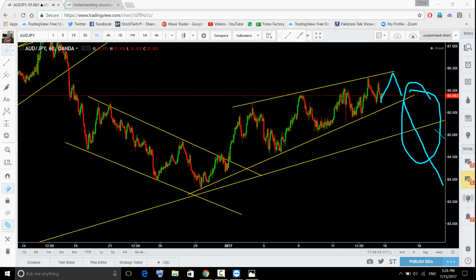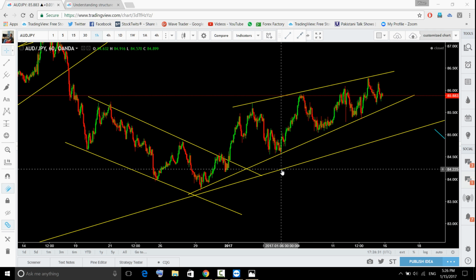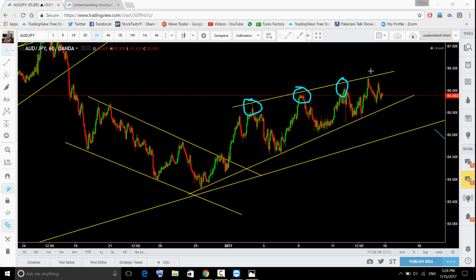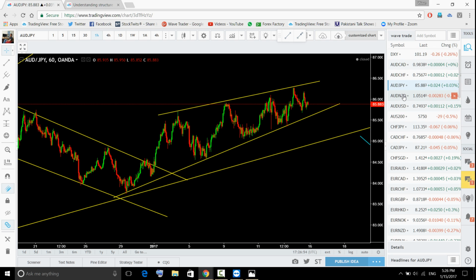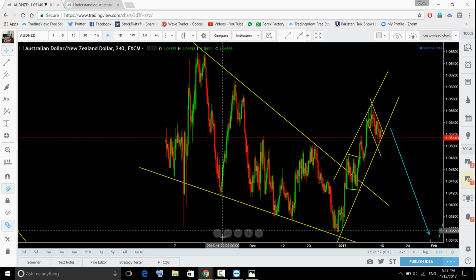We are going to trade this pair the same as Australian dollar and New Zealand dollar. Whenever price was coming close to the bottom trend line, we were looking to buy on that pair. And here as well, whenever price comes close to the upper trend line, we will look to sell. Same as this pair.